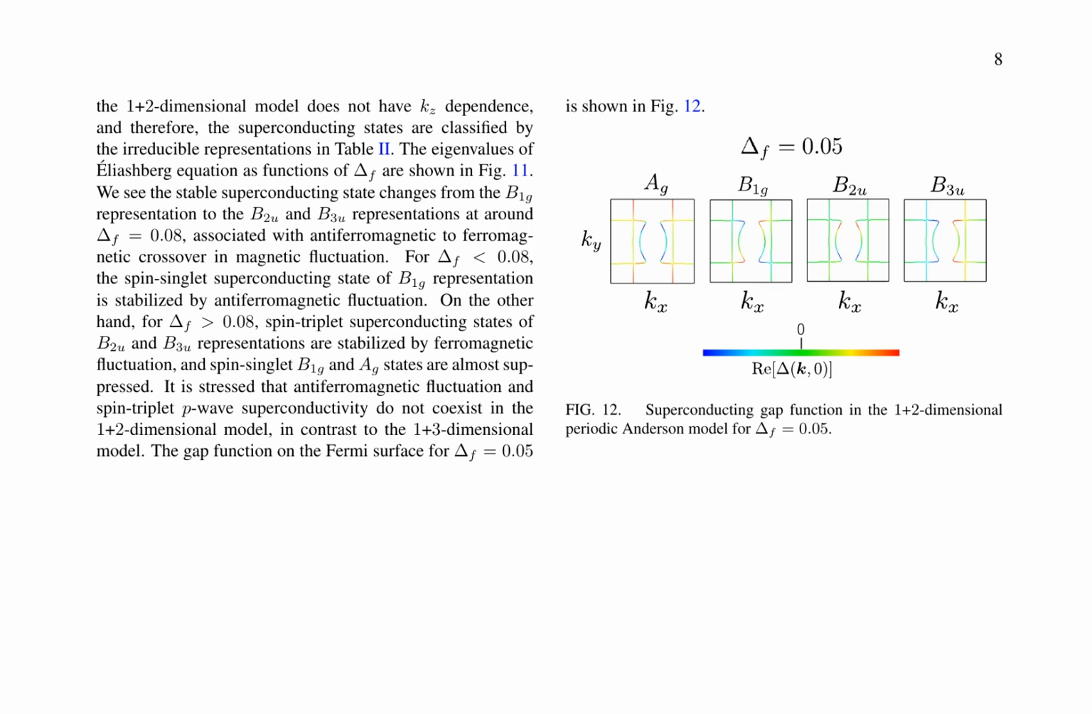The mixed-dimensional periodic Anderson model is explored, focusing on the 1 plus 2-dimensional variant, which is compared and combined with the 1 plus 3-dimensional model to reveal general properties. The study reveals that antiferromagnetic fluctuation dominates over a broader range, and ferromagnetic fluctuation appears at a higher f-electron level in the 1 plus 2-dimensional model.